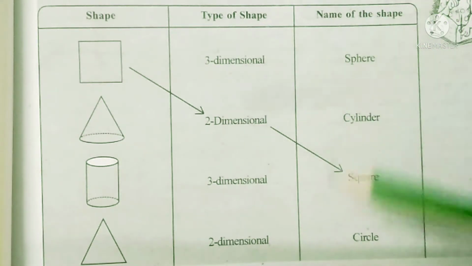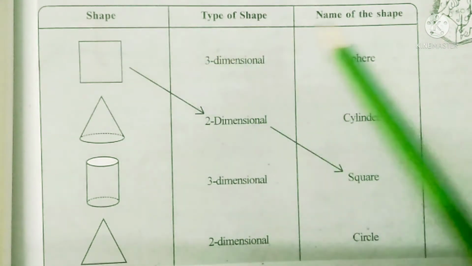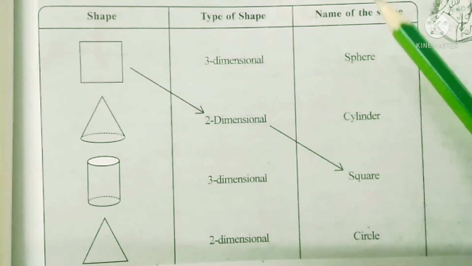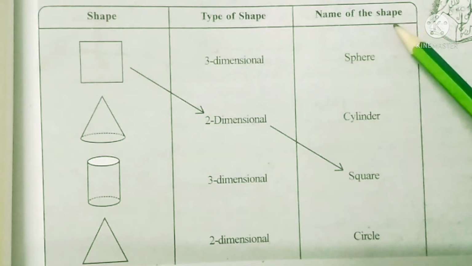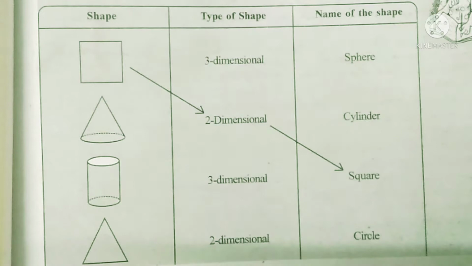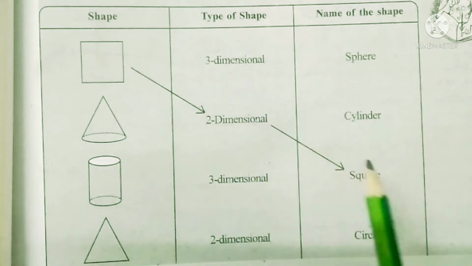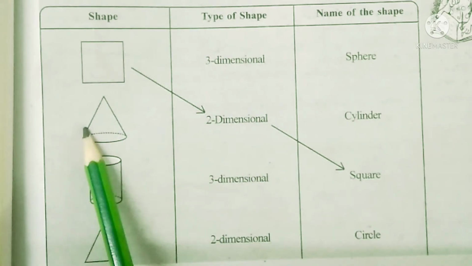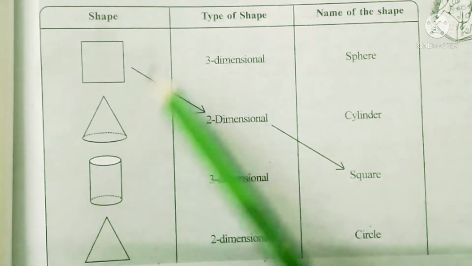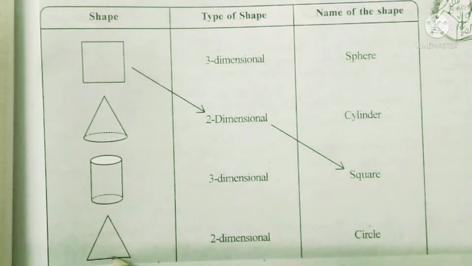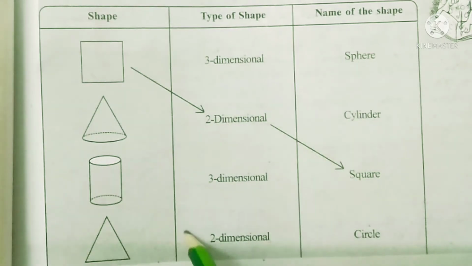there is a "Do this" activity, where different shapes are given and you have to identify them as three-dimensional or two-dimensional, and also write the name of the shapes. So what is this shape? This is a square and it is a two-dimensional shape, and this one is a cone and this is a cylinder. Like that you have to draw these figures in your notebook, identify them as three-dimensional or two-dimensional.